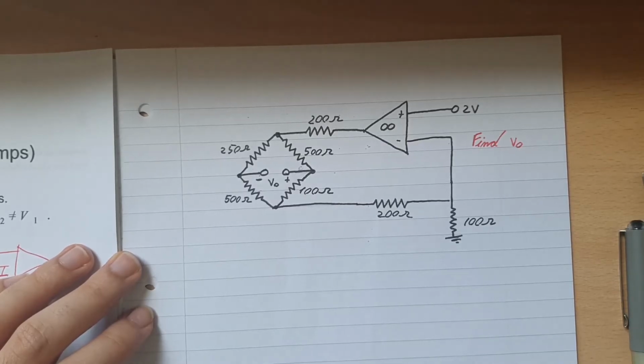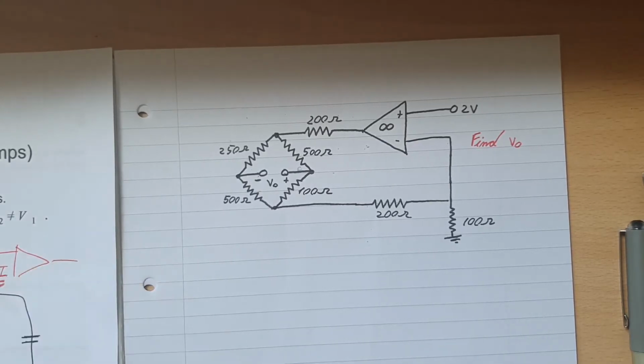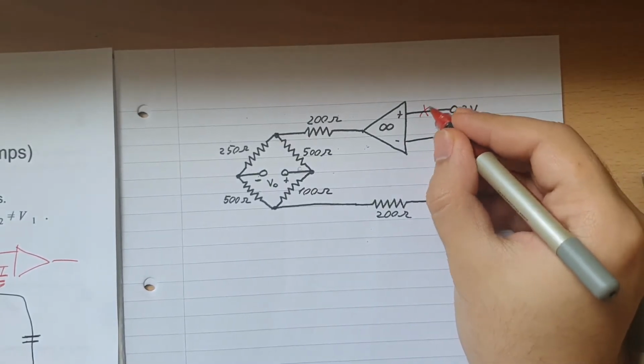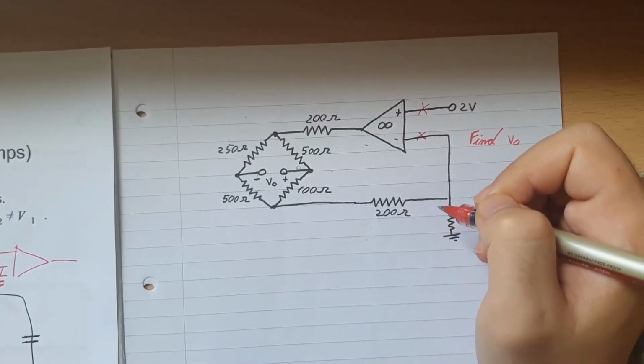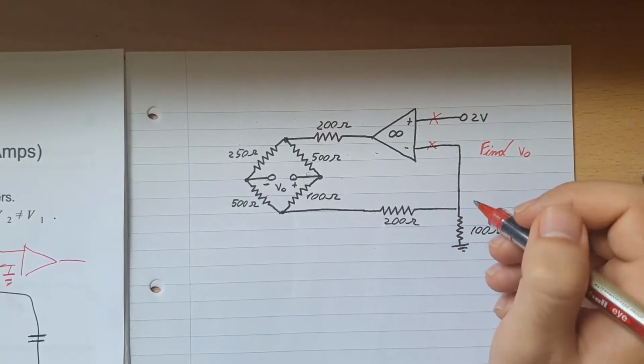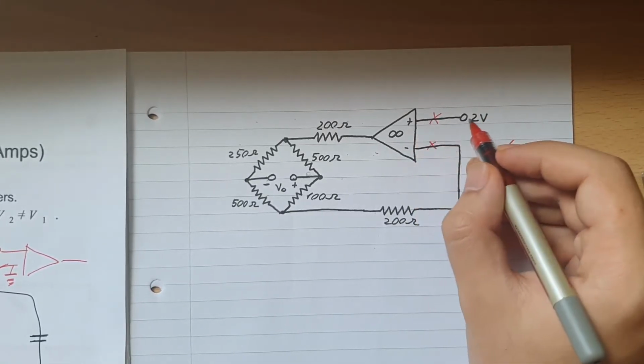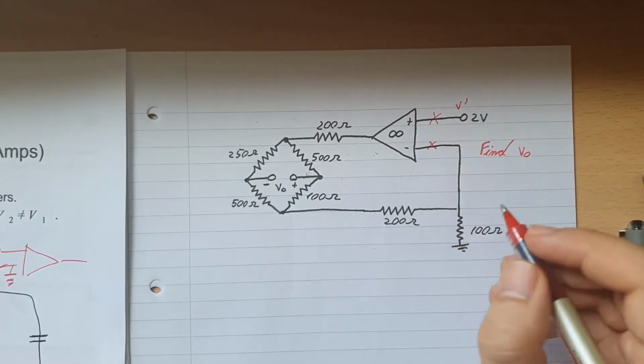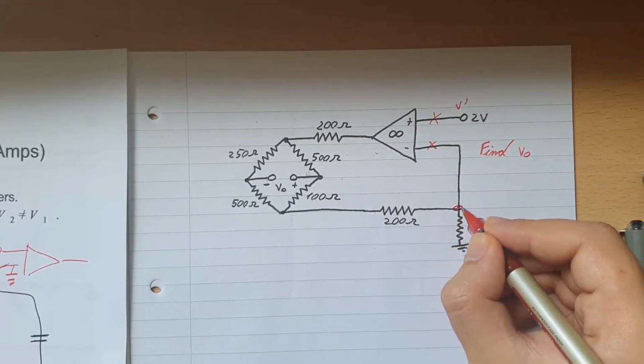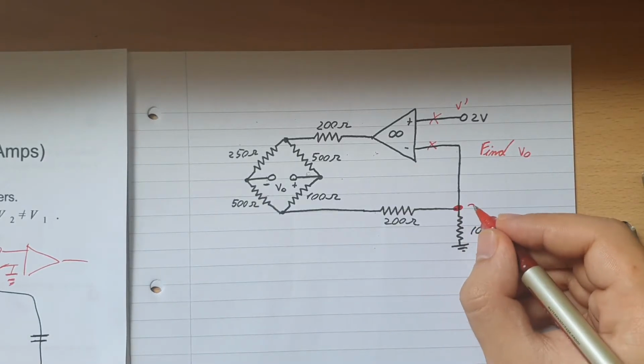Okay, so how would I tackle this problem? Well, first of all, there's no current going through here, there's no current going through here. Again, basic first step. And the second step is that this one is at the positive pin, so this will be kind of like V prime. Therefore this point here, this node here, is equal to 2 volts.